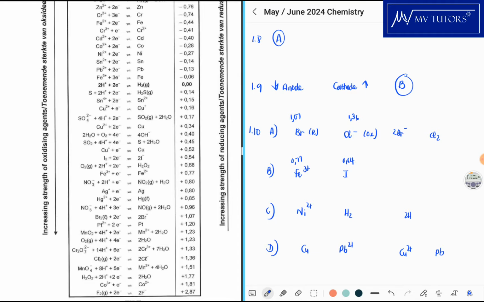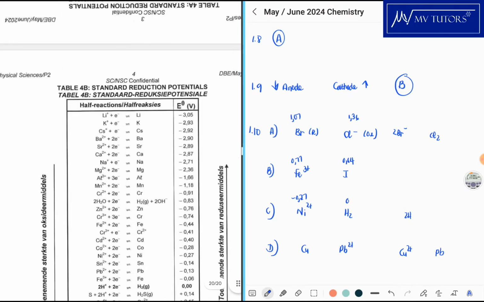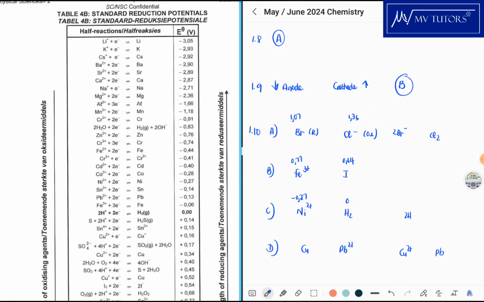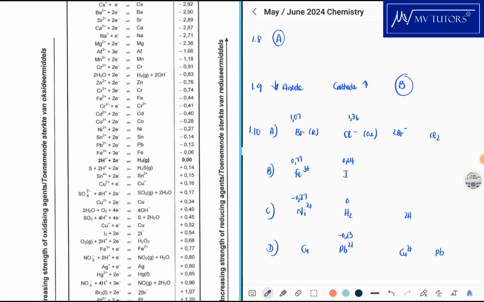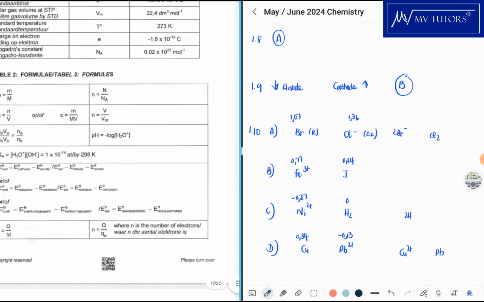All right, then we have nickel. Where is nickel? Nickel negative 0,27, and our hydrogen there, I think it's at 0. Yep, 0, and then copper. Okay, let's start with lead. Lead is negative 0,13, and copper is 0,34. Okay, so what are we going to do with these numbers?